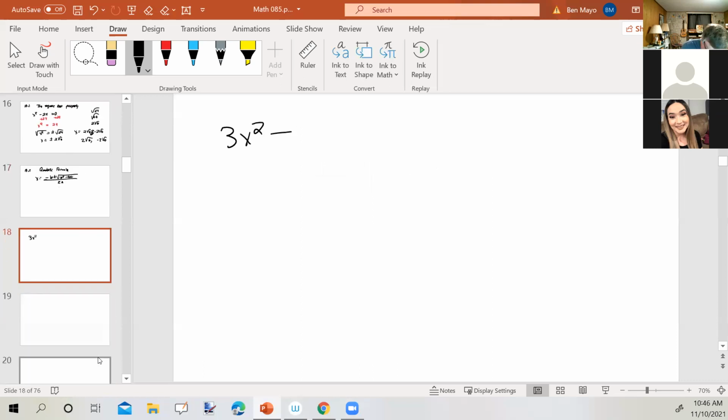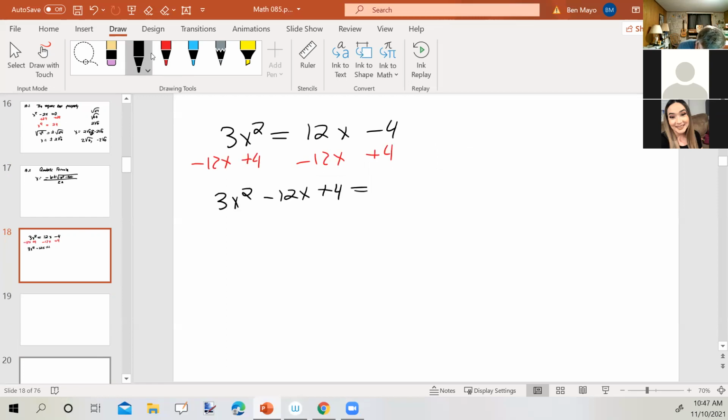3x squared equals 12x minus 4. So we would put it in the form ax squared plus bx plus c equals 0. All right, so I'm going to subtract 12x and add 4 to both sides. 3x squared minus 12x plus 4 equals 0.